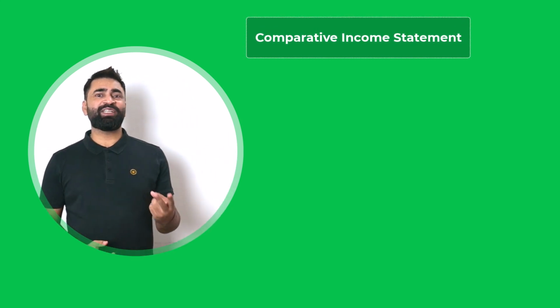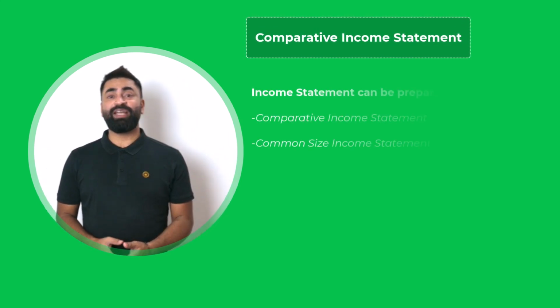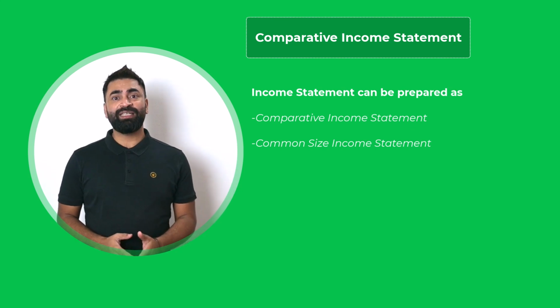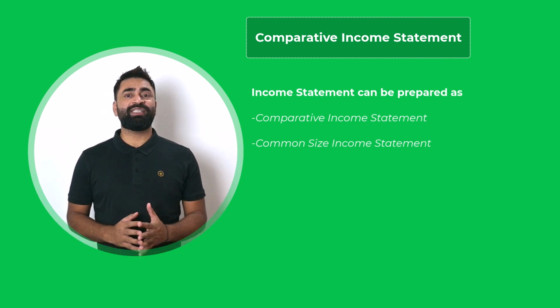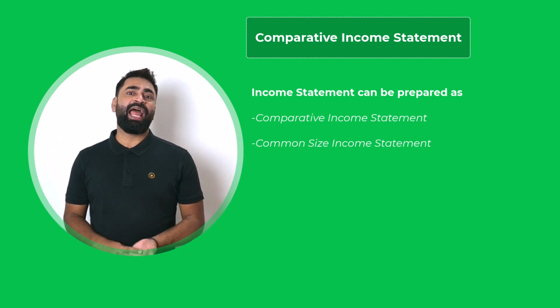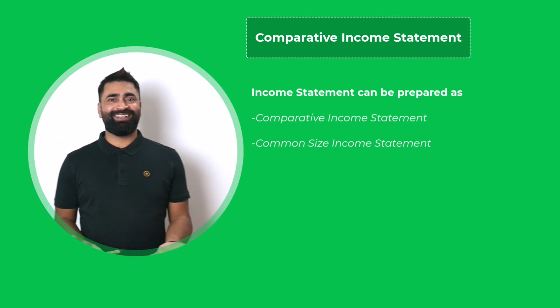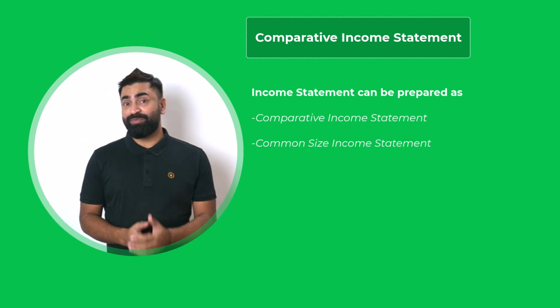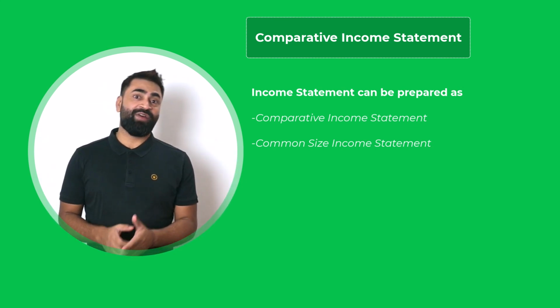There are two types of income statement, comparative income statement and common size income statement. Today our focus will be to understand what is comparative income statement, why do we make one and how do you make one. Right? So comparative statement is prepared by a business, and why do they make it?